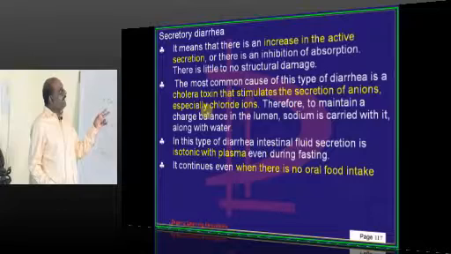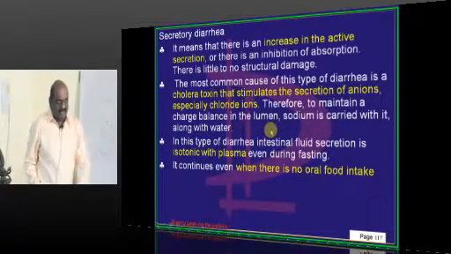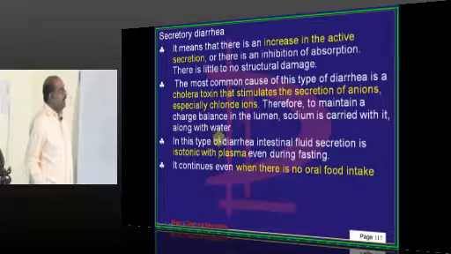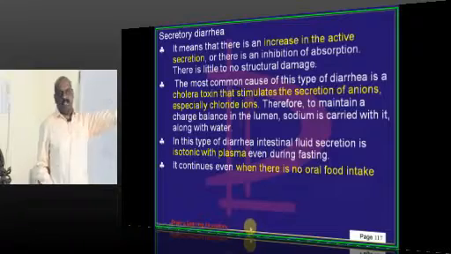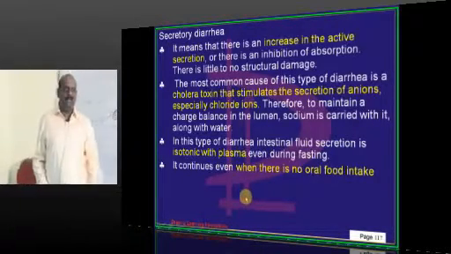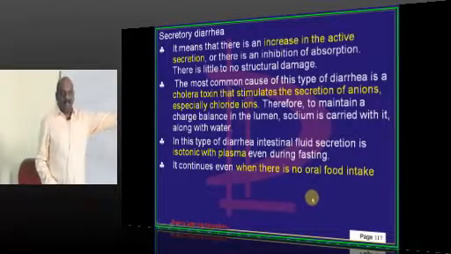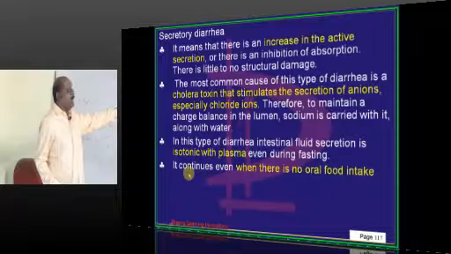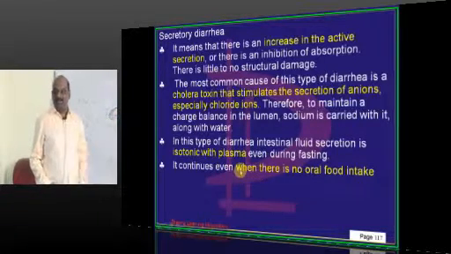Commonest cause for secretory diarrhea is increased active secretion of electrolytes into the diarrheal fluid. What is one feature that is so characteristic of secretory diarrhea, which is not a feature of other types of diarrhea? If you decrease the feed intake, the secretory diarrhea doesn't stop, it continues to happen.